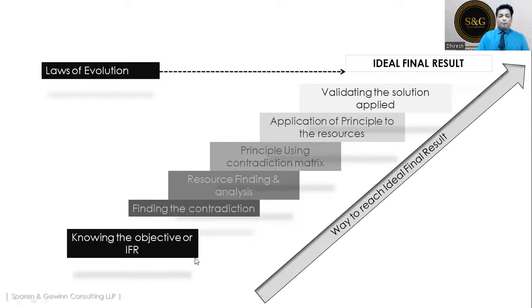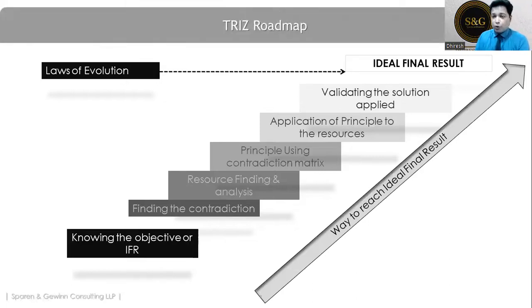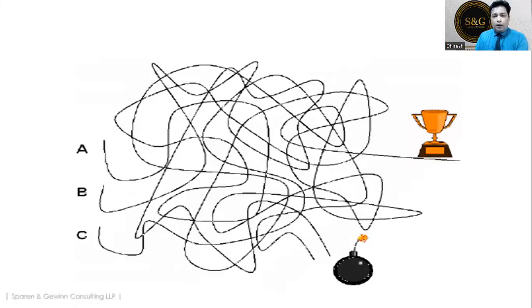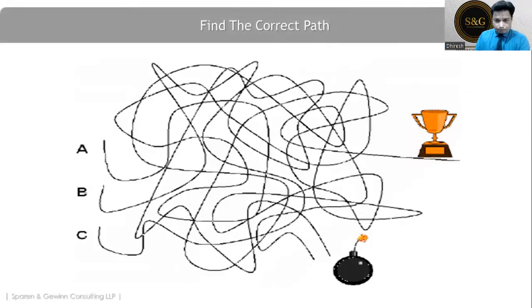So: knowing the objective, finding the contradiction, finding the resource, using the contradiction matrix, finding out the principles, then applying those principles, then validating your solutions and rolling it out on a large scale. This is the stage at which we will go with the TRIZ roadmap, we can call it. So if I have to ask what is the correct path, we need to find some innovative way to find this out.